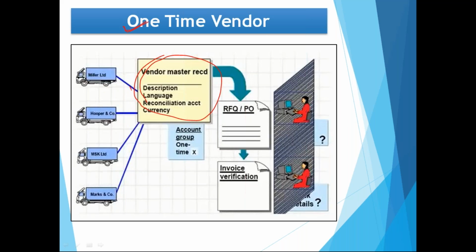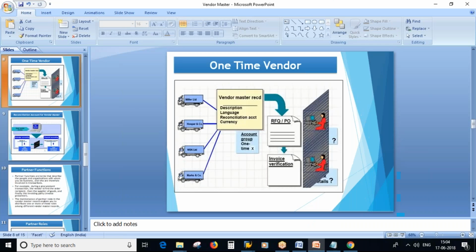When you create a one-time vendor, you will not give the address and city, all those things. And when you create a purchase order for that vendor, the system will ask you to enter his address. That is what is called a one-time vendor. You will be procuring from that vendor only one time. So you create a common vendor code for all the one-time vendors. Instead of creating a code for each and every vendor separately, you create a common one-time vendor and use that. I'll show you how to create a one-time vendor.